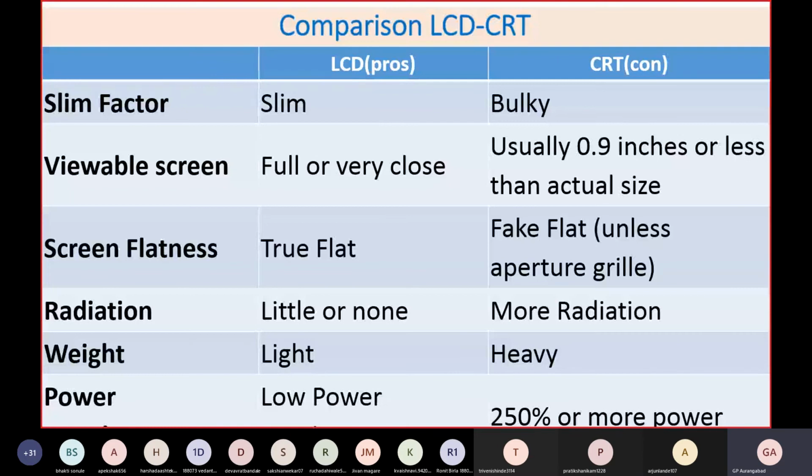Now finally, we will compare LCDs and CRTs. What are the pros and cons of both the TVs?